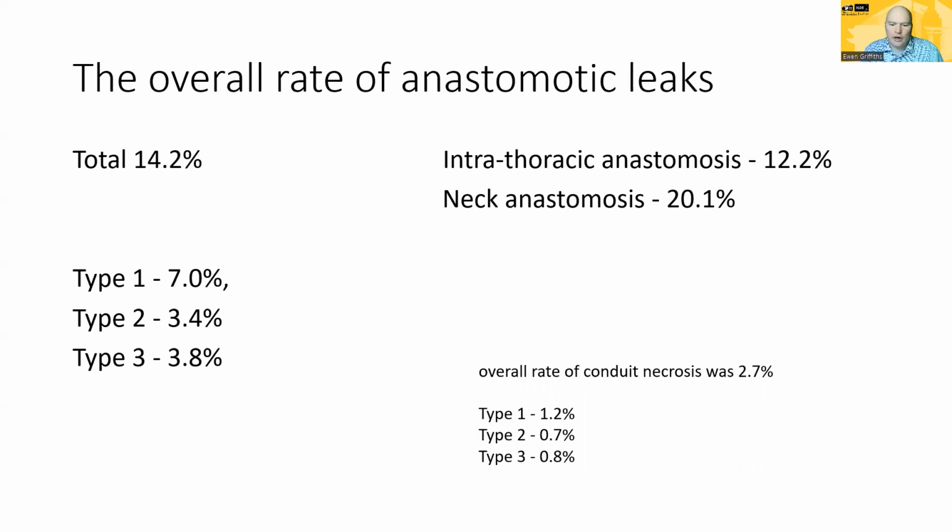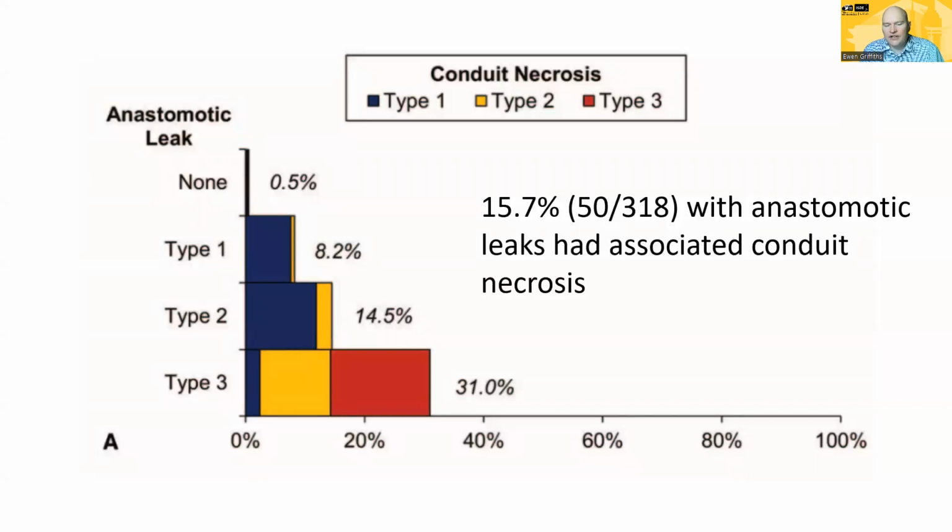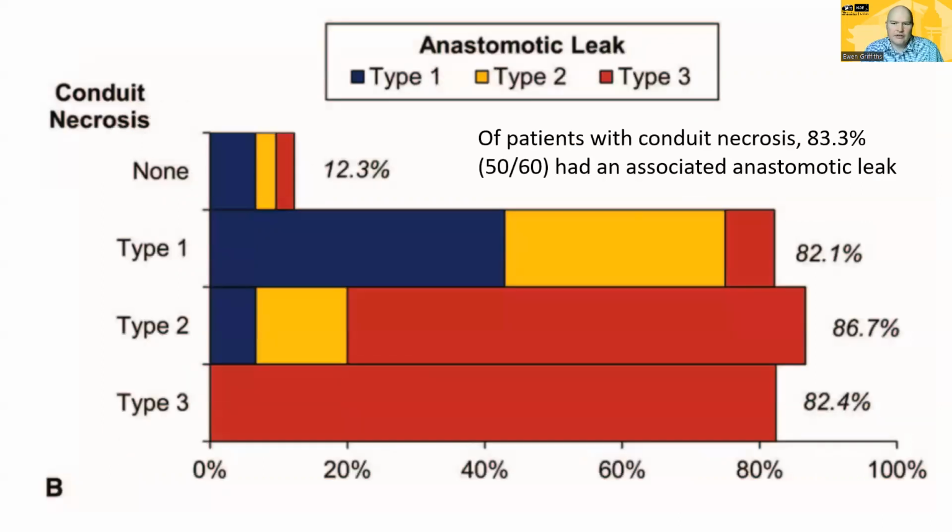Luckily, most were treated without disconnection. Disconnection rates were 0.8%. This shows a comparison between anastomotic leak rate and conduit necrosis. If you had an anastomotic leak, 15.8% had an associated conduit necrosis. And looking in reverse, if you had a conduit necrosis, 83.3% had an associated anastomotic leak.